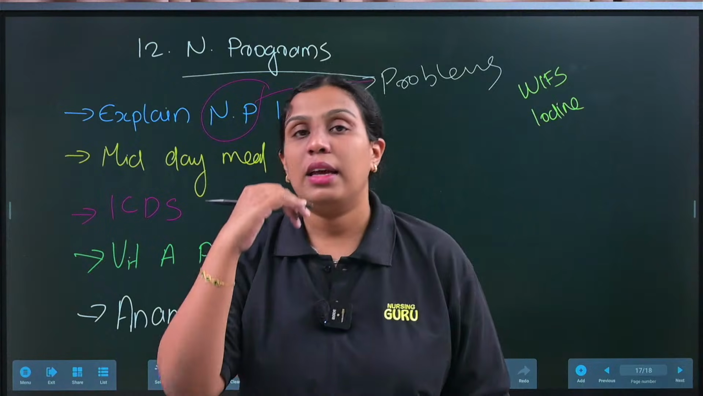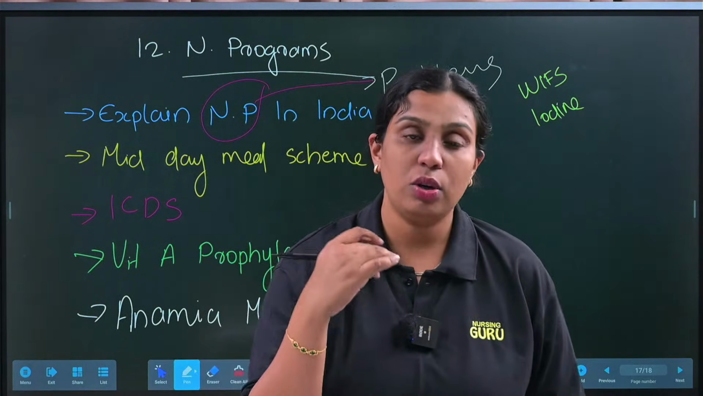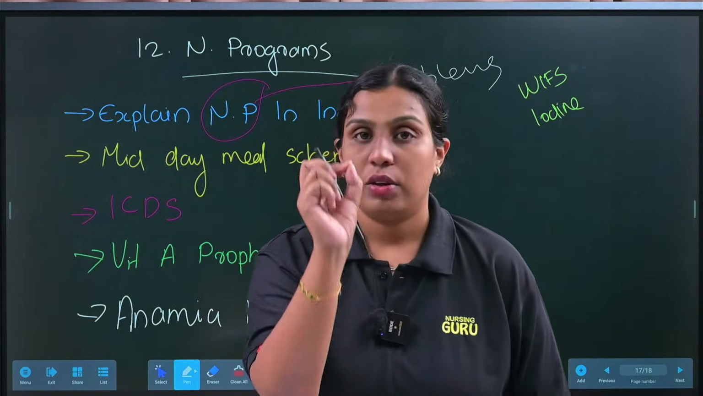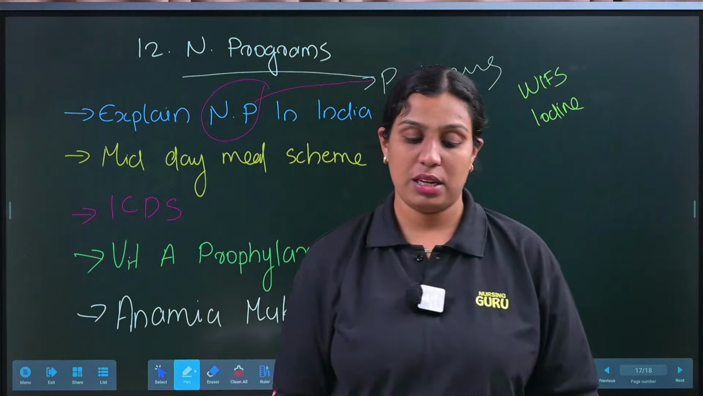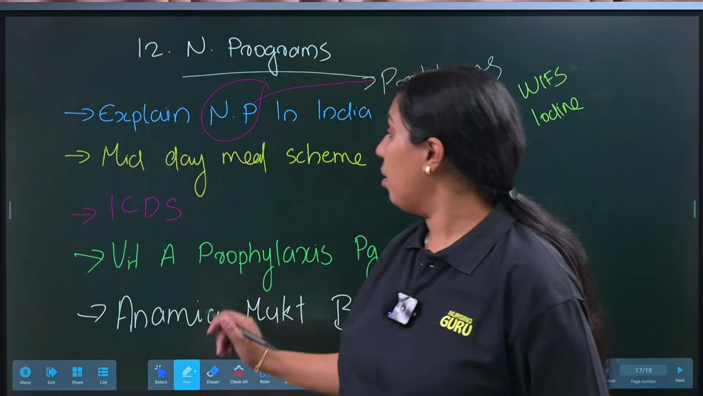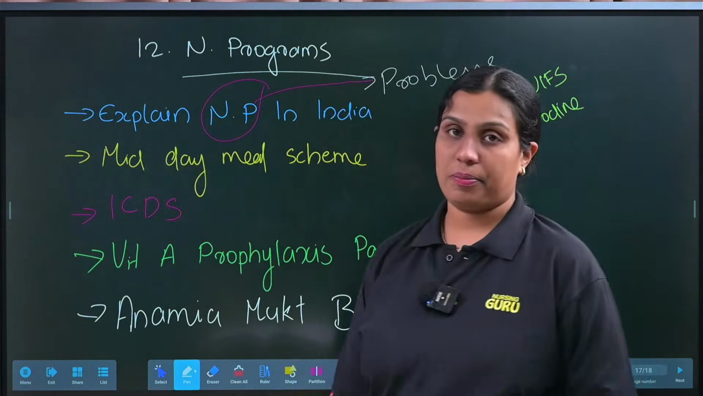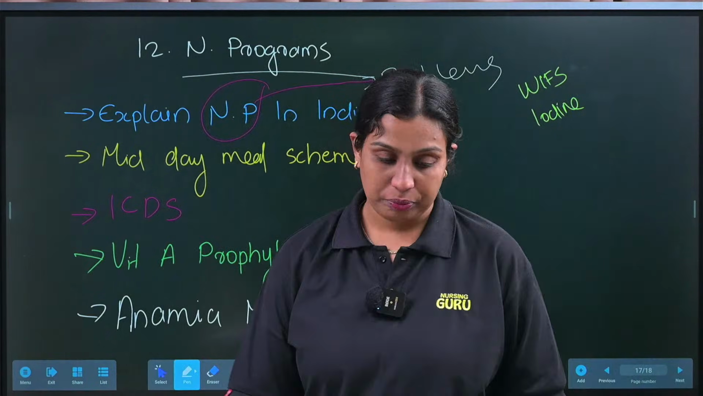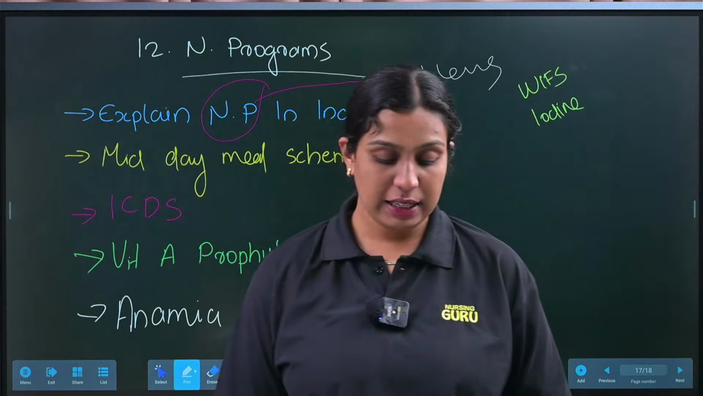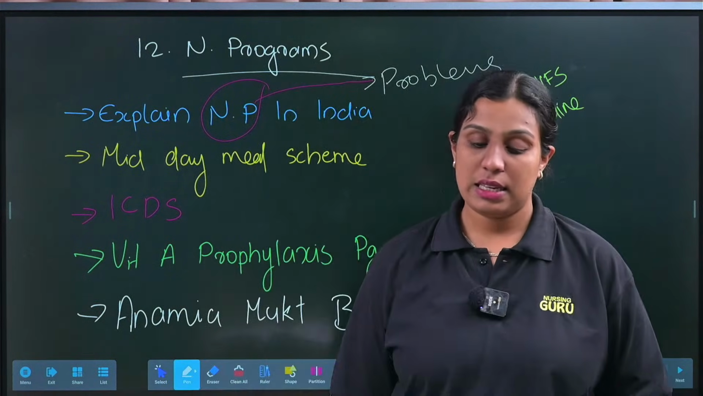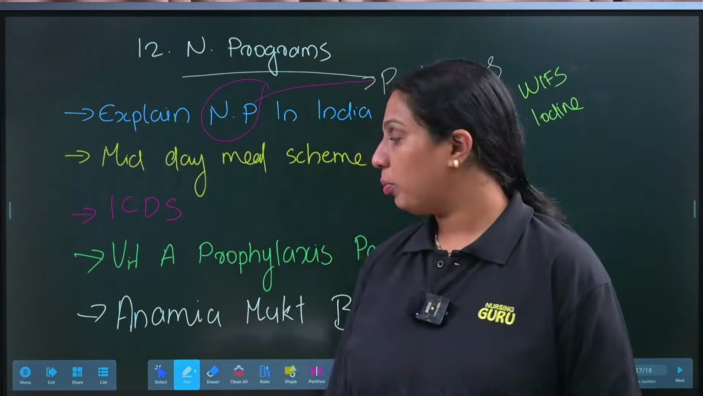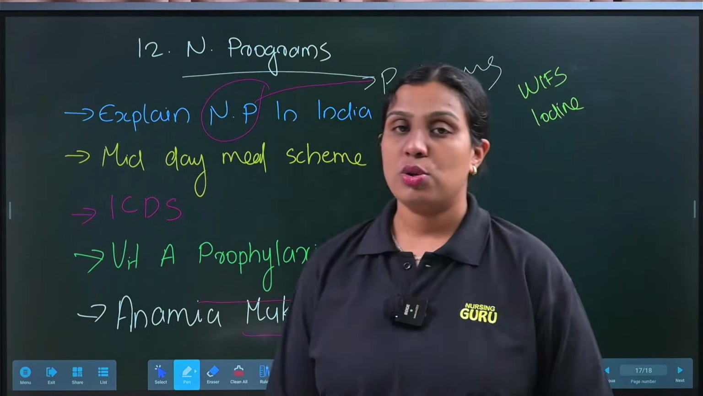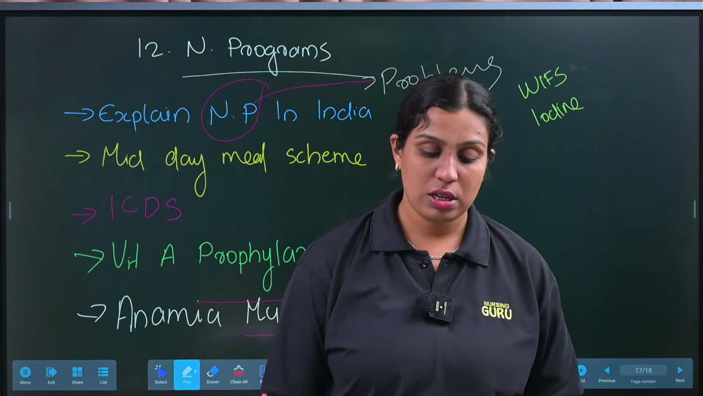Next, we are discussing the National Nutrition Programs. Definitely, you will get some program in this type of examination. Mostly, the main important areas are the midday meal scheme and the ICDS scheme. ICDS means Integrated Child Development Services. ICDS and the Anemia Mukt Bharat program. This is a new one. So that will also get asked as questions.